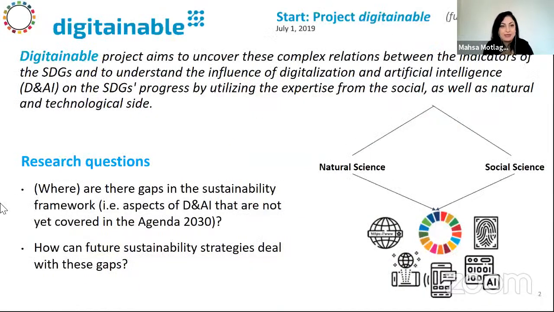Going to the next slide, I'll give you a very short overview about the project that I am working on. Digitainable is the combination of digitalization and sustainable. We are looking at the complex relationship between the indicators of the Sustainable Development Goals and trying to understand the influence of digitalization and artificial intelligence on SDG progress. We ask what the gaps in the sustainability agenda are, and how future sustainability strategies can be developed considering those gaps being filled. We look at it from the technical and social perspective to understand what sustainability means and how we can promote it and reduce the challenges of these new digital technologies that impact the sustainability procedure.